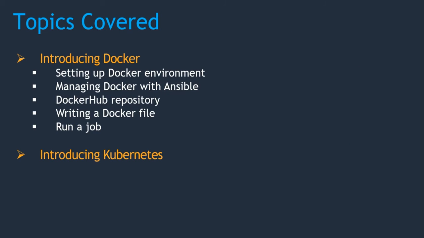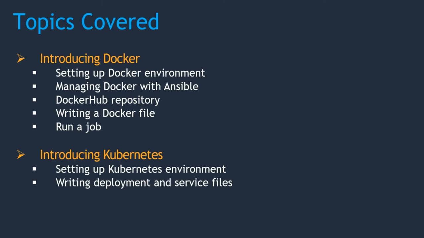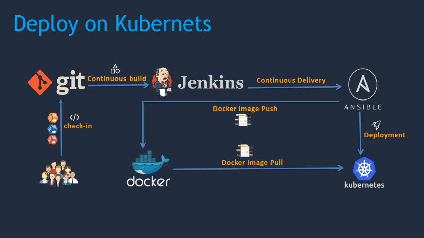And the last section is about Kubernetes. First, we set up Kubernetes environment, write deployment and service files, run a job to deploy on a Kubernetes cluster. By this time, we will be able to set up a complete CI/CD pipeline, deploy on a pod which runs on Kubernetes cluster. Hope this has given you detailed information about what we cover in this program.